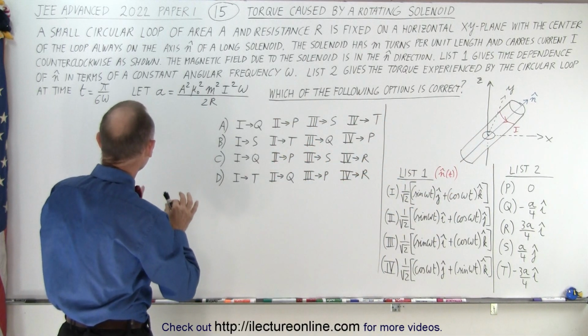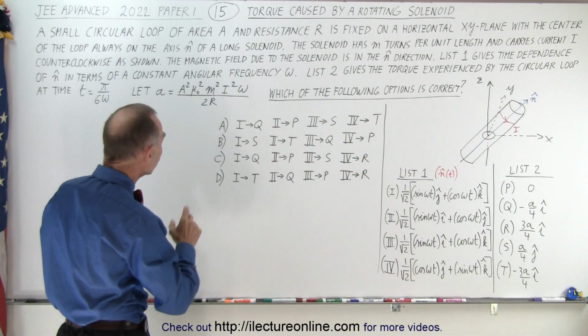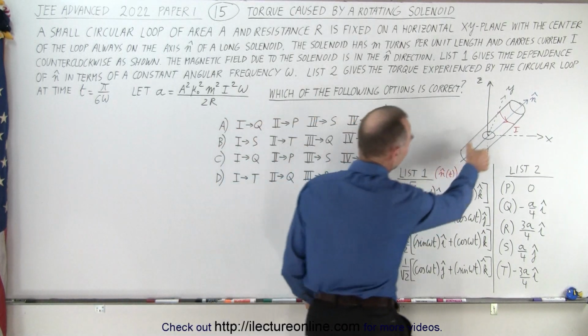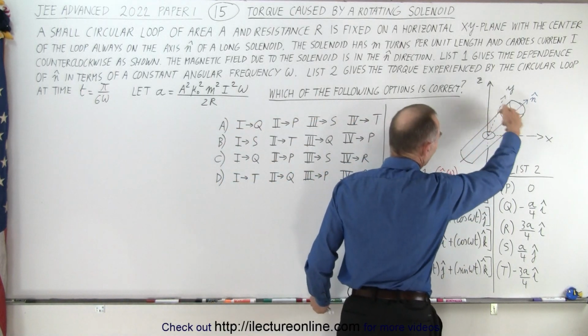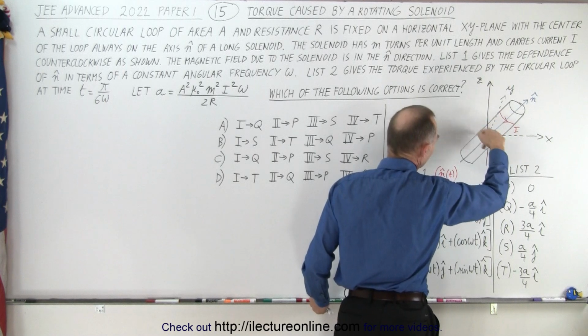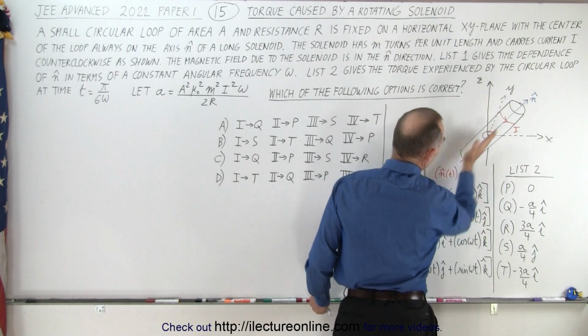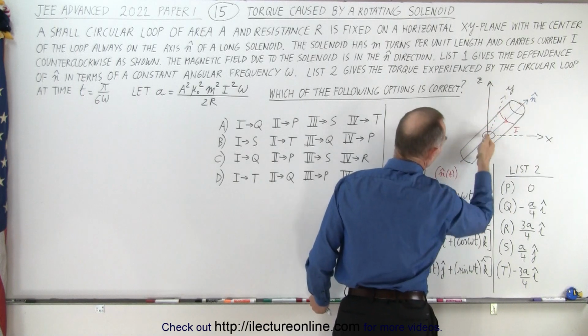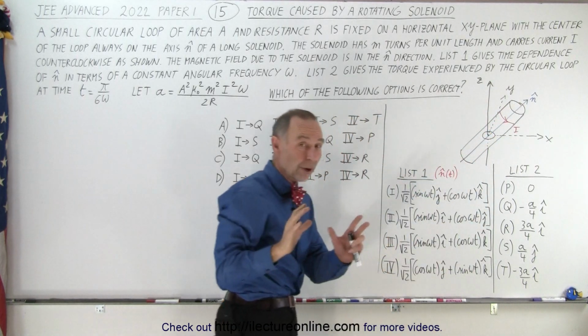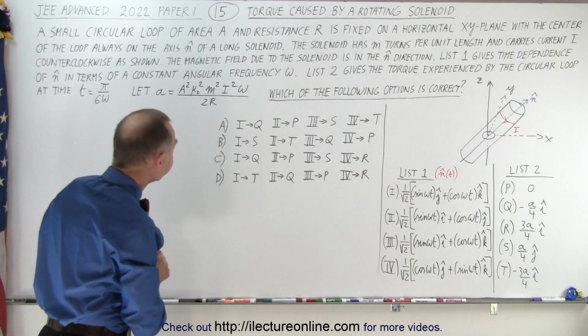The loop is centered always on the axis of a long solenoid. So here's a long solenoid with wire around it, a number of turns around it. There's current flowing in that direction. N is the direction of the solenoid, so that always goes right to the center of the loop. So we want to make sure we have that picture.